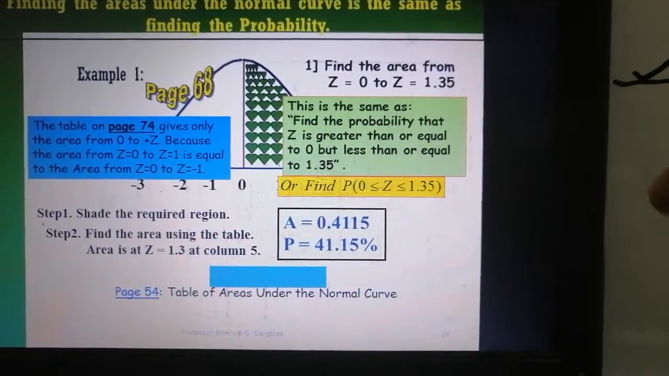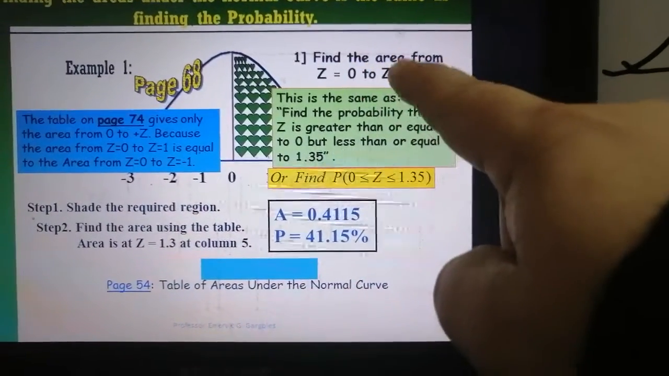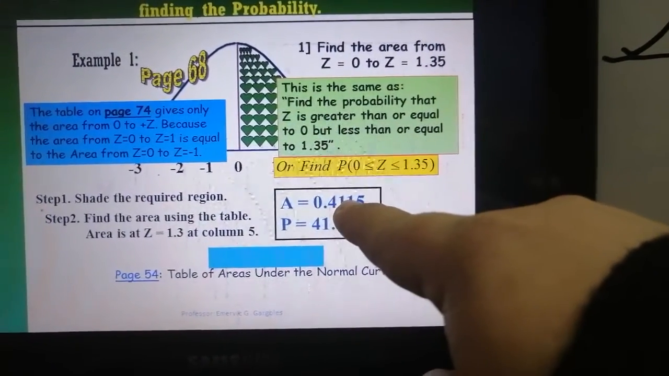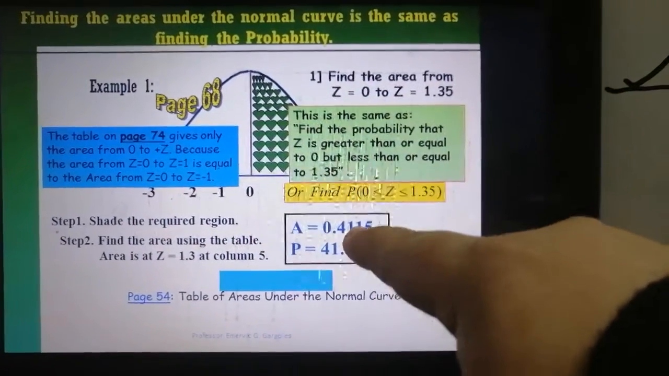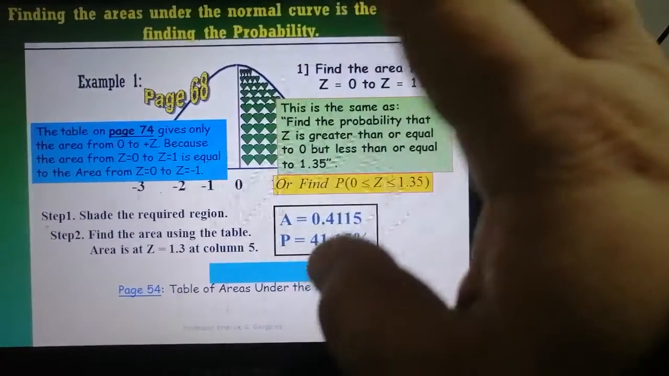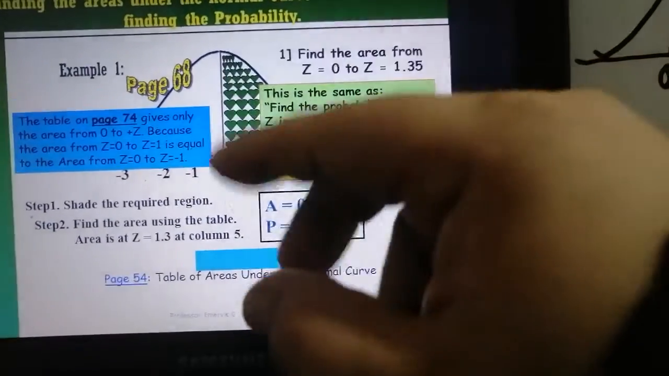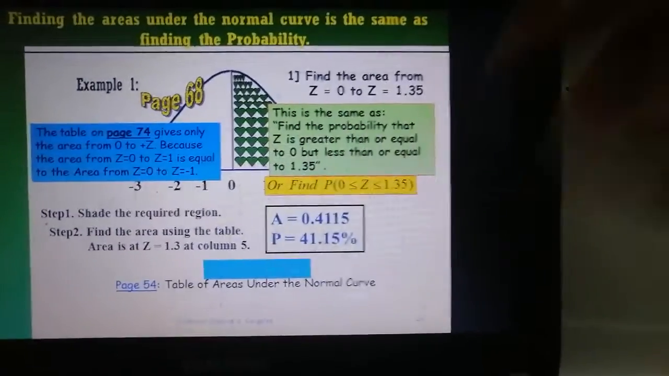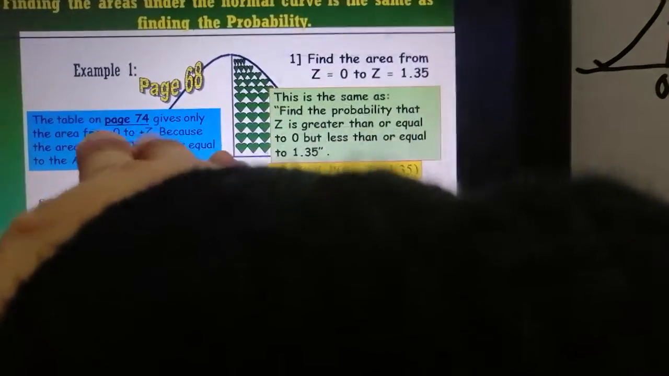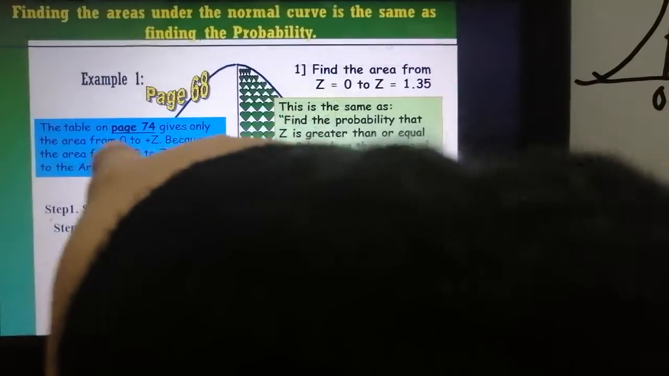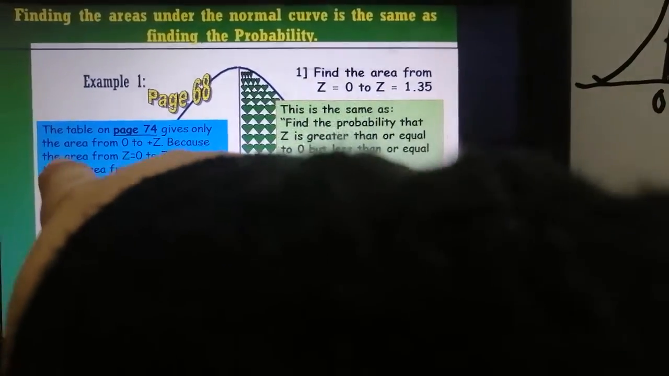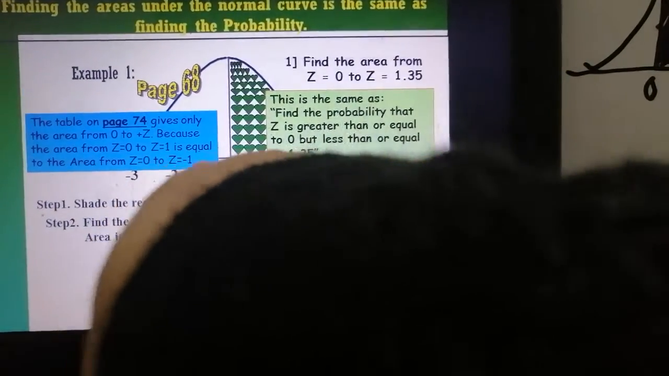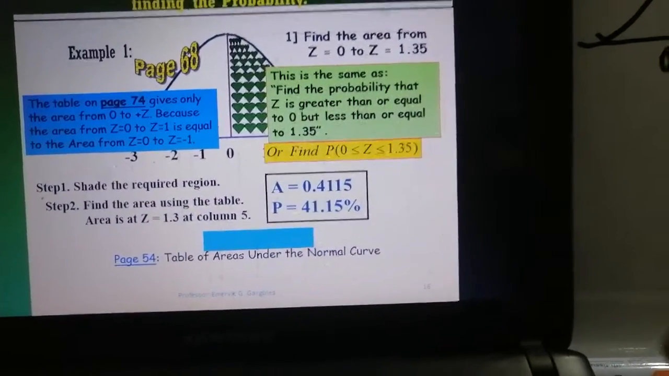What if you have to find the area from 0 to negative 1.35? You will get the same answer. So remember the property of symmetry. The area to the right side, or the upper distribution, is the same area that you will get on the lower distribution. The table on page 74 gives only the area from 0 to positive z, because the area from 0 to 1 is equal to the area from 0 to negative 1 because of symmetry.